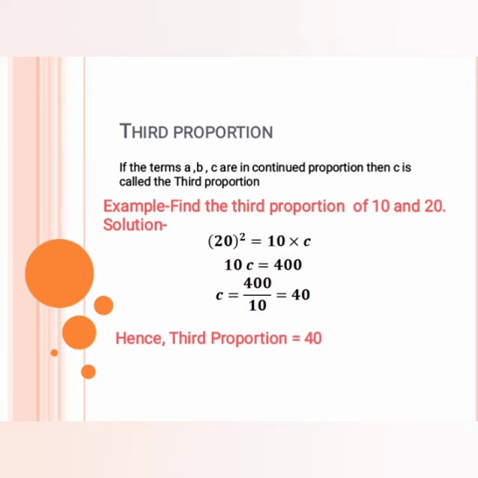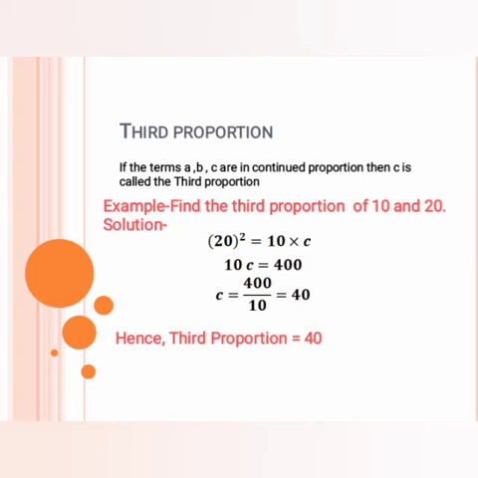Next is third proportion. If the terms A, B, C are in continued proportion, then C is called the third proportion. If A upon B is equal to C upon D, then AD is equal to BC. If A upon B is equal to B upon C, then B square is equal to AC, where B is the mean proportion and C is called the third proportion.